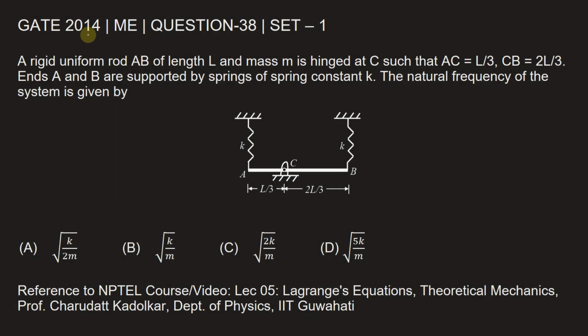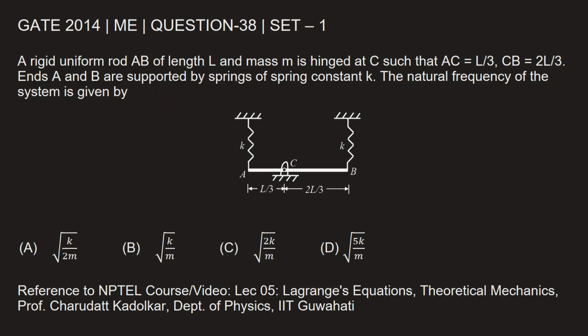This question is from GATE 2014 Mechanical Engineering Paper Set 1. Question number 38. A rigid uniform rod AB of length L and mass M is hinged at C such that AC is L by 3 and CB is 2L by 3. Ends A and B are supported by springs of spring constant K. The natural frequency of the system is given by.